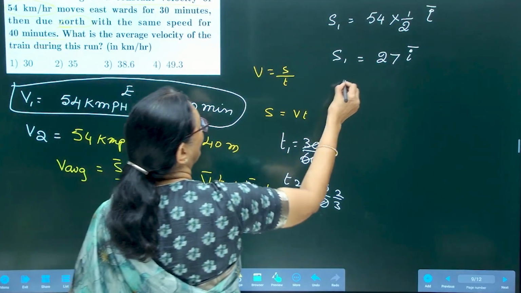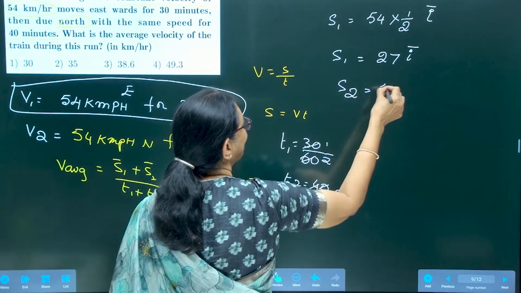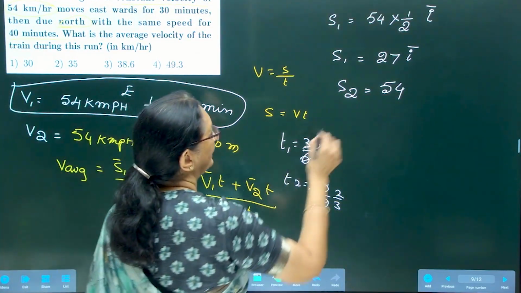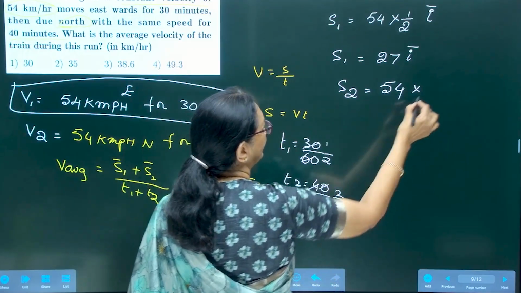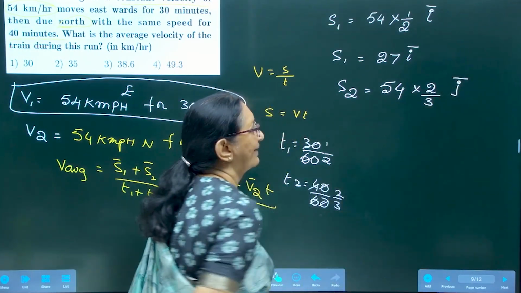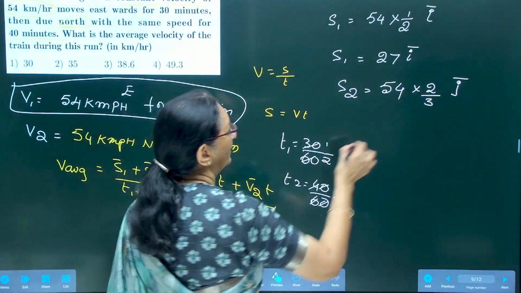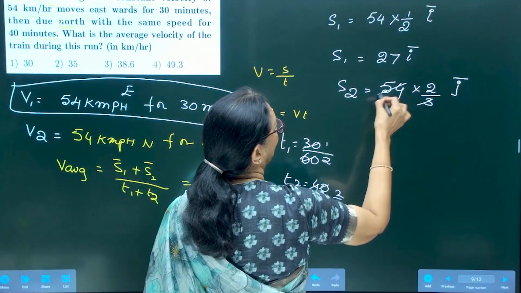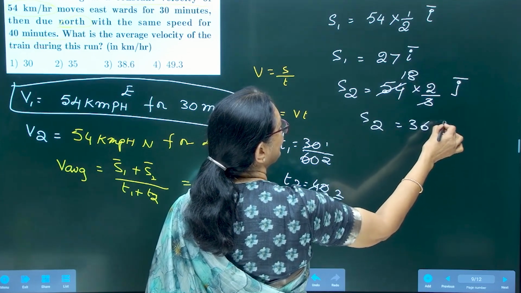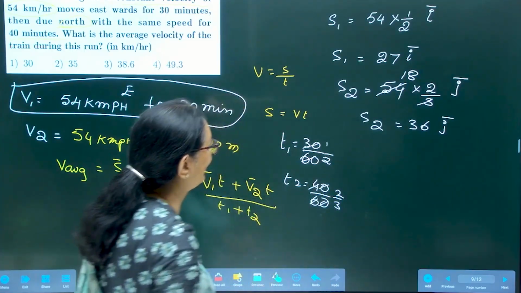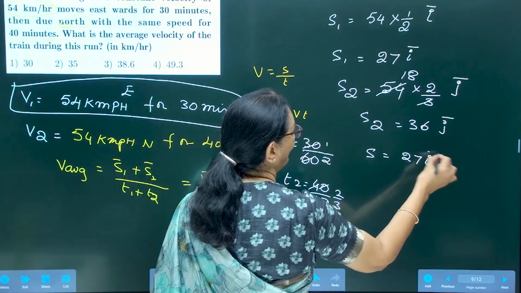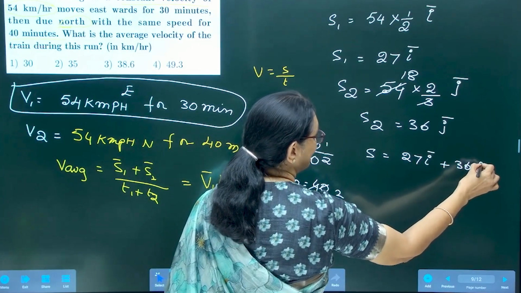And S2: it continues to move with the same speed, 54 km/h, for 40 minutes. 40 minutes converted into hours is 2 by 3, due north. North is taken as j bar. So S2 is equal to 36 j bar. So the displacement is 27 i bar plus 36 j bar.